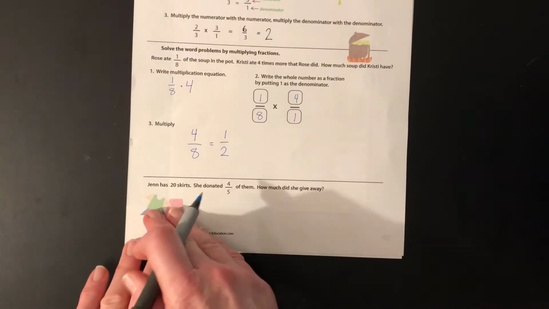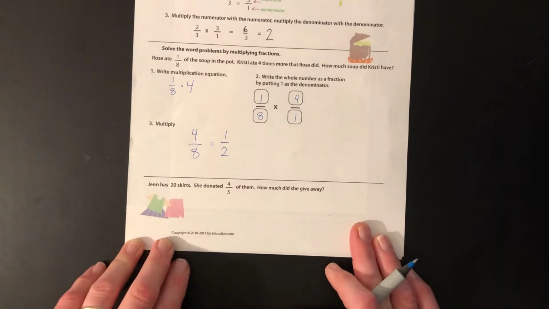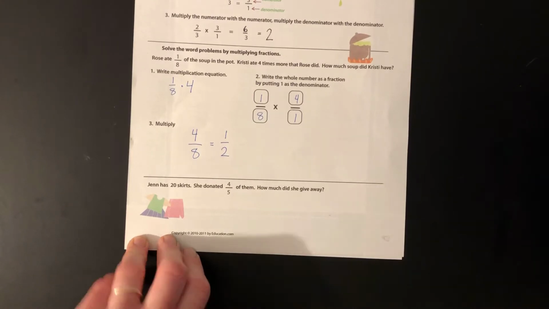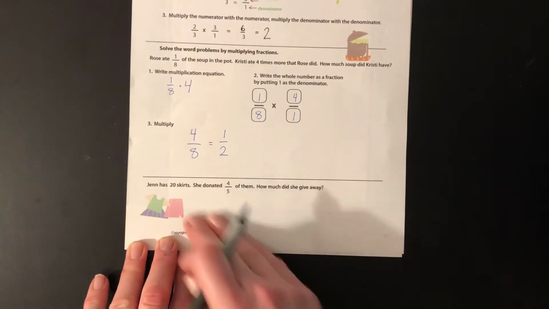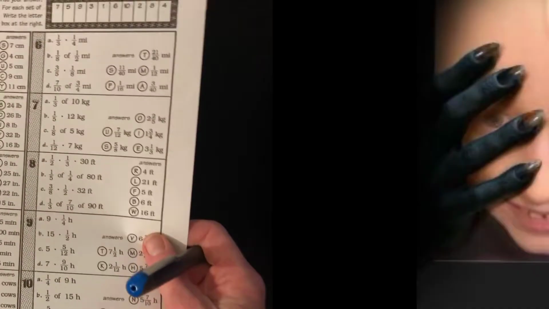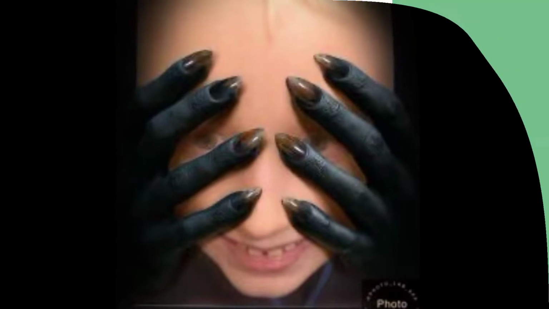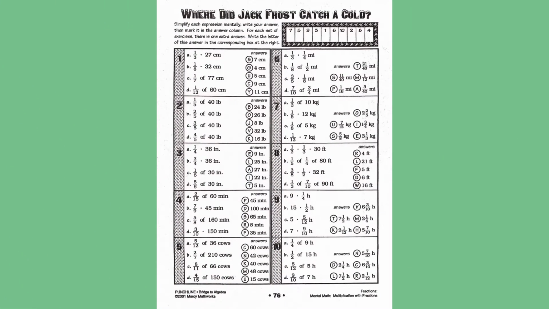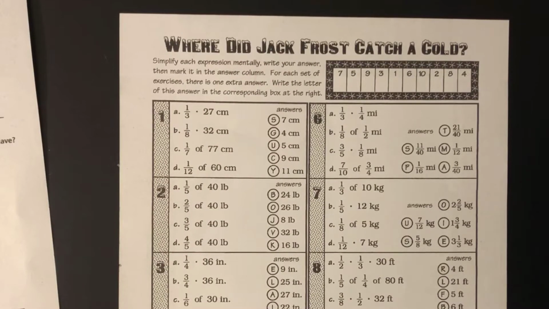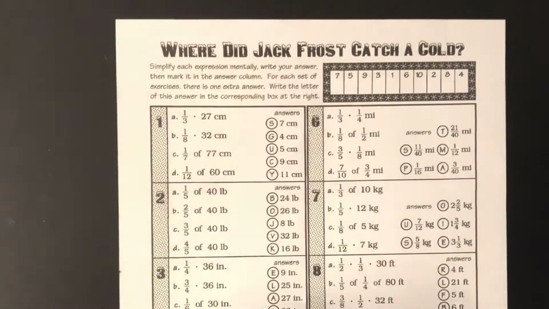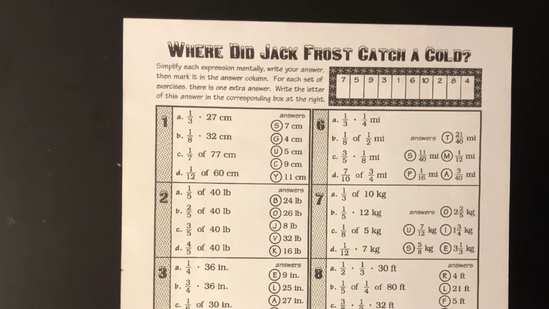You'll do the same thing down here. You've got 1/4 of 20. Go ahead and multiply them out because of means times. This one on your own. On to the next page. This is kind of fun. It breaks it down. You get a lot of practice at multiplying a fraction times a whole number.